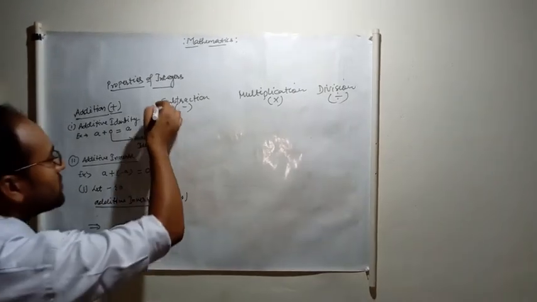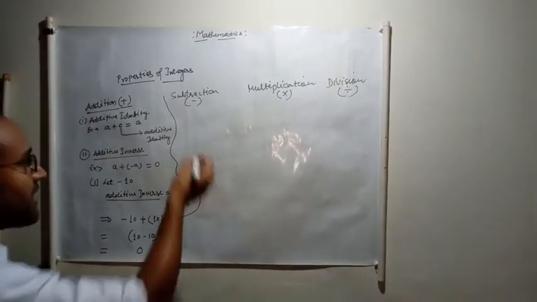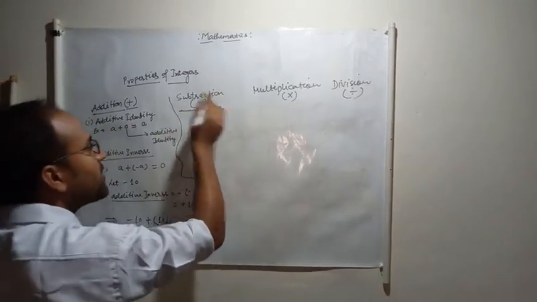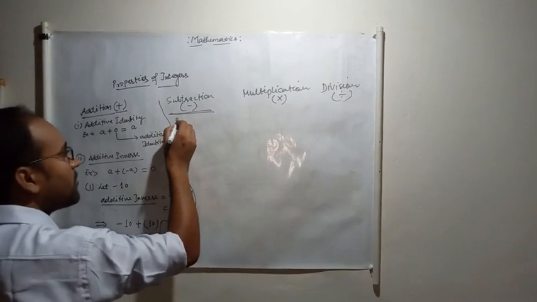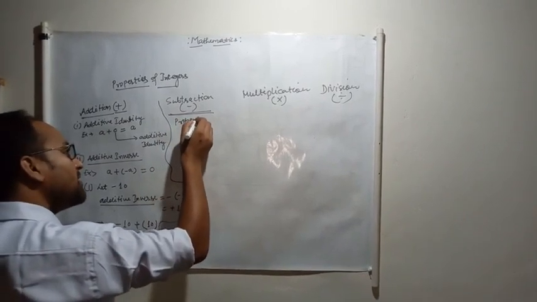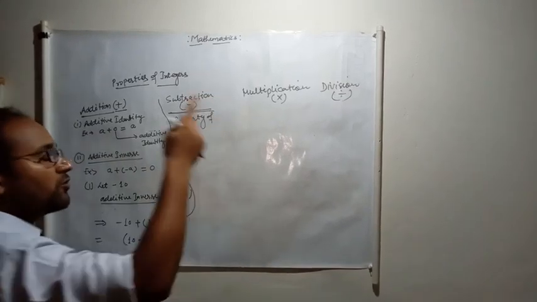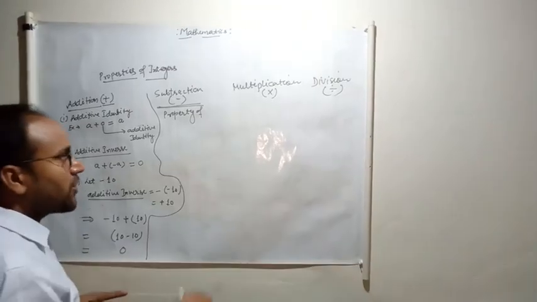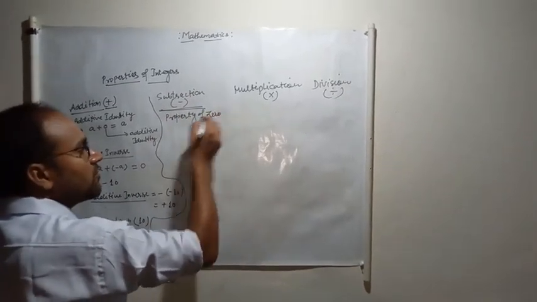Then after, I am going to discuss the next property, related to subtraction. In this case, the property of 0. There is only one property, because subtraction holds only the closure property. It will not hold the commutative and associative properties. One special property related to subtraction is the property of 0.